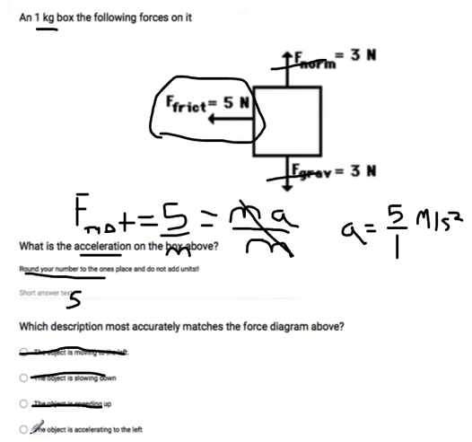But we do know the object is accelerating to the left, so that is the best answer of those. We know for sure, just by looking at where the net force points, that the object is accelerating in the same direction. So if the net force is to the left, it's accelerating to the left. If the net force is up, it's accelerating upwards. I hope this was helpful.